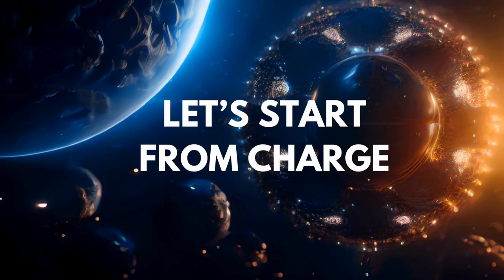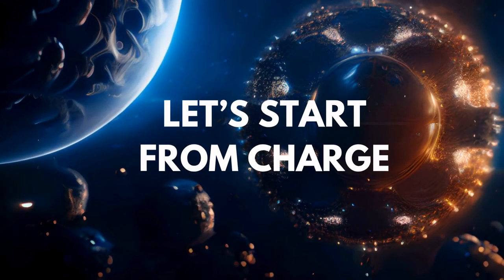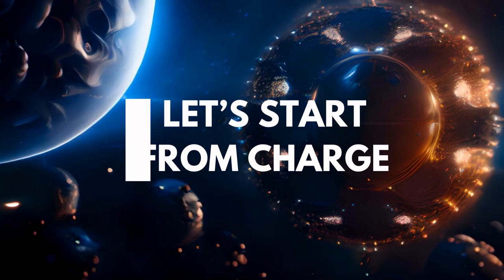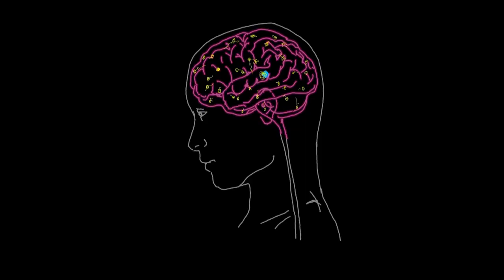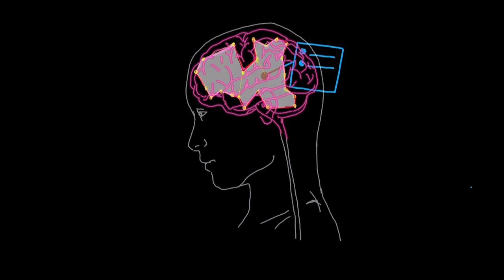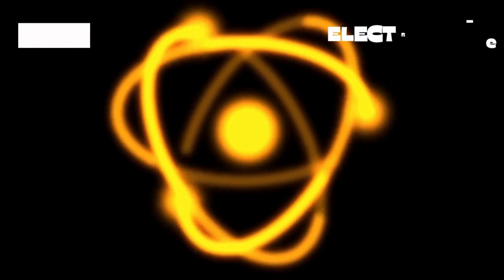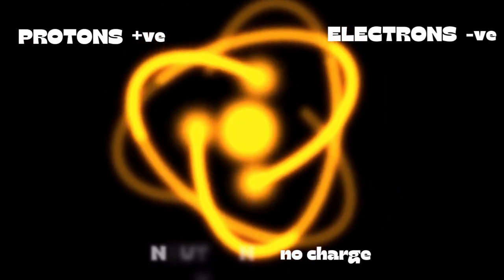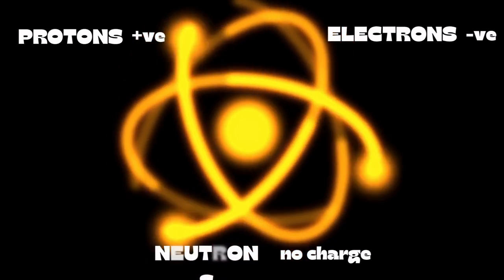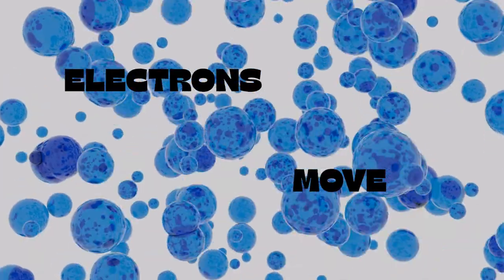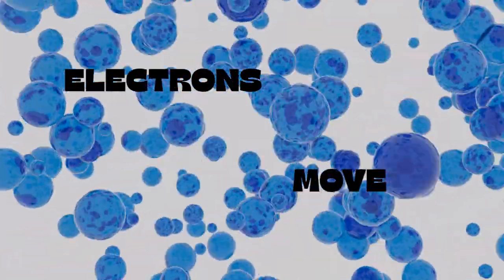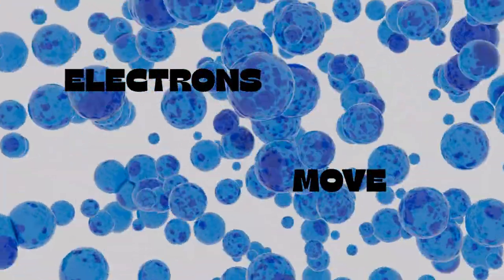Let's start from charge. We all know that the tiniest building blocks of everything around you are called atoms. Inside each atom, you will find protons with a positive charge, electrons with a negative charge, and of course, neutrons with no charge. Out of these three, it's the electrons that move, and their movement creates electricity. It's as simple as that.